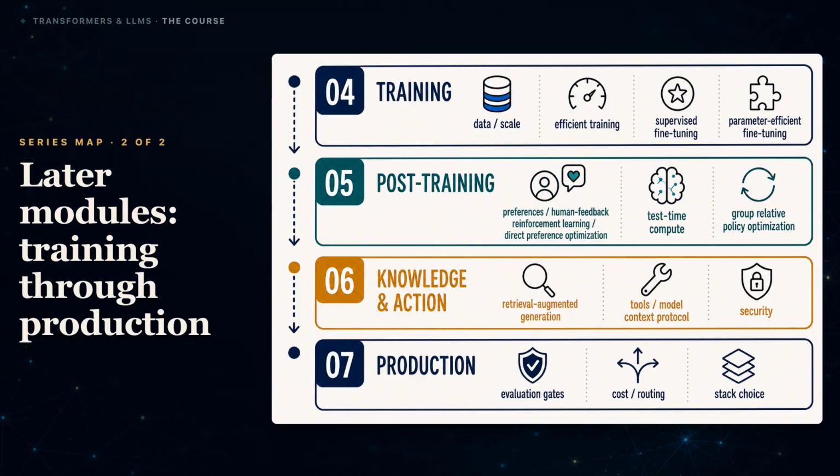Knowledge and action covers production retrieval, tool calling, agent loops, and the security rules around those actions. Production brings everything together through evaluation gates, cost, routing, and stack selection. Across these modules, we keep asking two questions. Which layer produced this result, and which layer should we change?